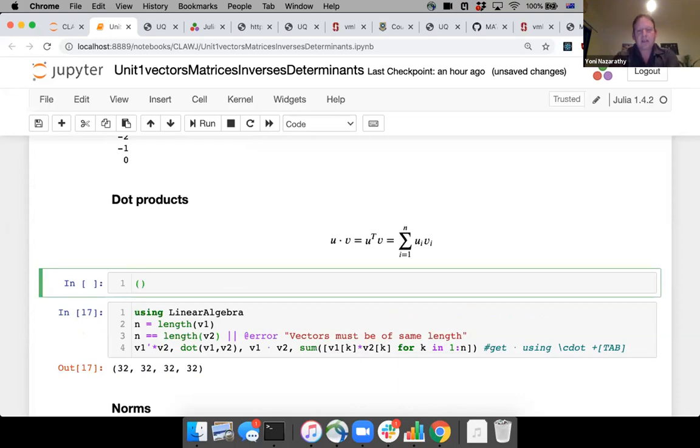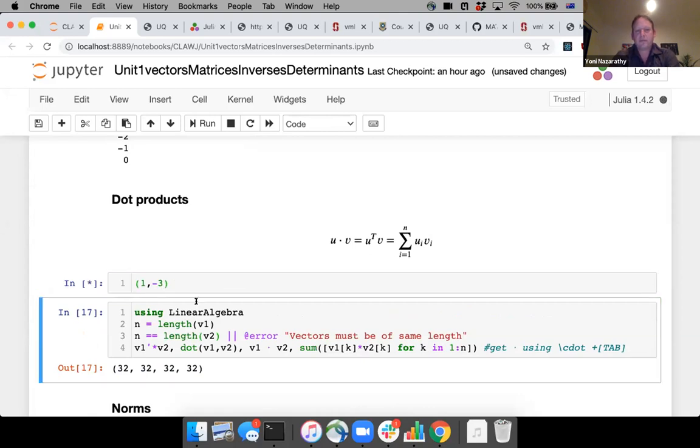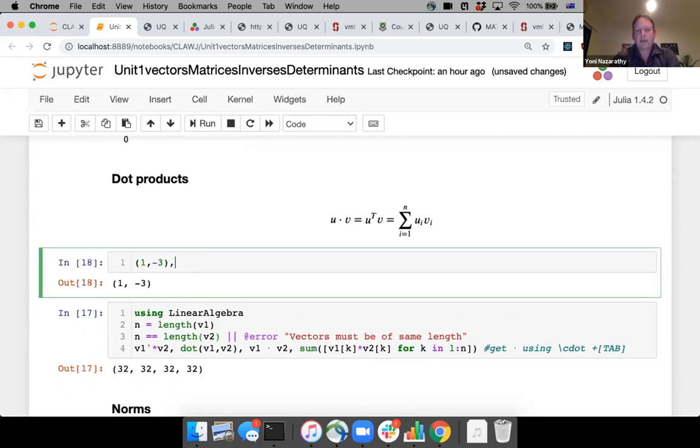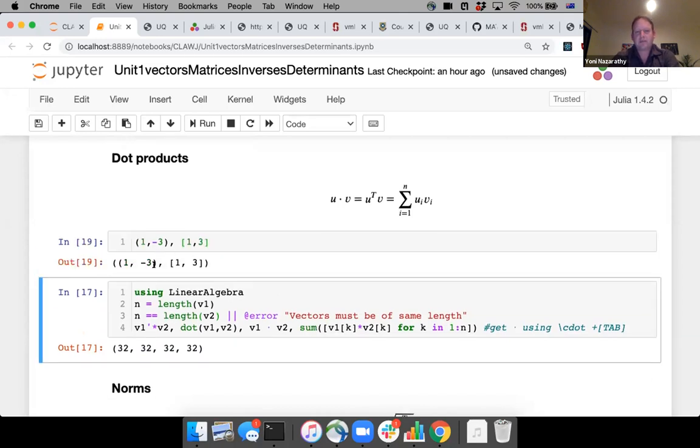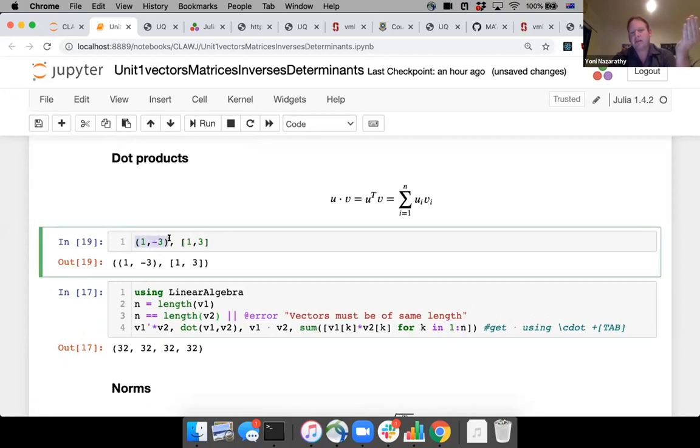So this thing, (1, -3), is a tuple. This thing, [1, 3] in square brackets, is an array. The output here was actually a tuple that has a tuple: the first entry is a tuple and the second entry is an array.